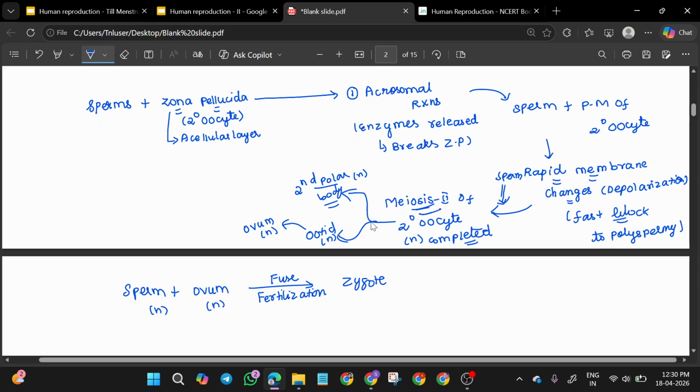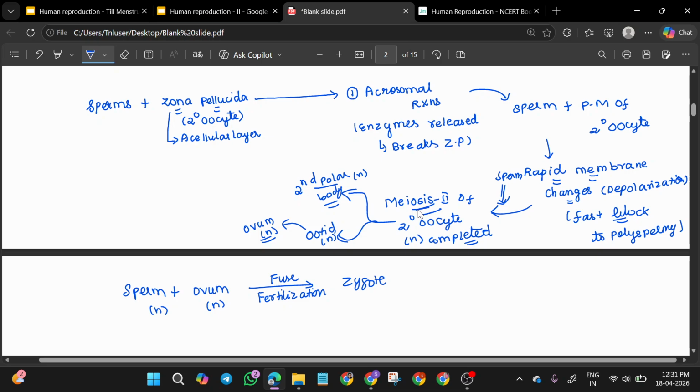அப்போ மியாசிஸ் 2 நடந்தால் தான் ஓவமே ஃபார்ம் ஆகும், ஓவம் ஃபார்ம் ஆனால் தான் ஸ்பெர்மும் ஓவமும் ஃபியூஸ் ஆக முடியும். அப்போ மியாசிஸ் 2 எப்போ கம்ப்ளீட் ஆச்சுன்னா ப்ரியர் டு ஃபர்டிலைசேஷன், ஃபர்டிலைசேஷனுக்கு முன்னாடியே முடிஞ்சிருச்சு. ஸ்பெர்ம் என்டர் ஆனதுனால ஃபர்டிலைசேஷன் நடந்துச்சு அப்படின்னு நினைக்காதீங்க. ஒன்லி வென் 2 நியூக்ளியஸ் வில் ஃபியூஸ், அப்போ தான் ஃபர்டிலைசேஷன் நடக்கும். அண்ட் ஸ்பெர்ம் வந்து சைட்டோபிளாசம்குள்ளே என்டர் ஆனால் தான் இந்த ப்ராசஸே கம்ப்ளீட் ஆகும்.